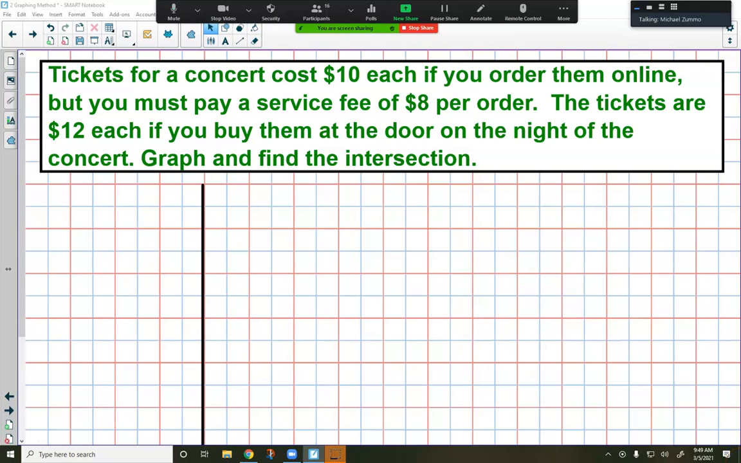Tickets for a concert cost $10 each if you order them online, but you must pay a service fee of $8 per order. The tickets are $12 each if you buy them at the door on the night of the concert. Graph and find the intersection.